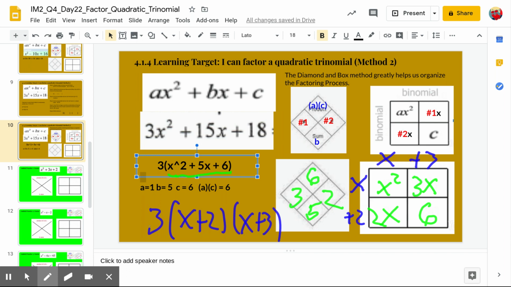You can always check your answers on an assessment, right? When you factor it, you should be able to multiply and get back to where you started from. If you just multiplied x plus 2 times x plus 3, you would not get 3x squared plus 15x plus 18, because you have to multiply that by 3 as well.